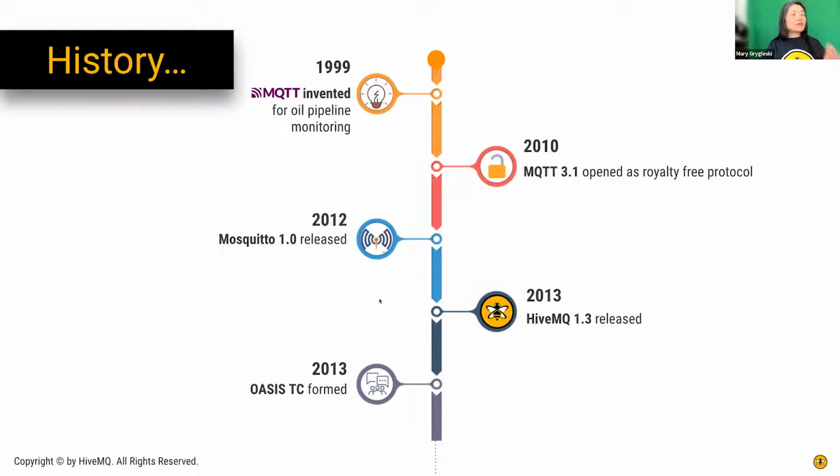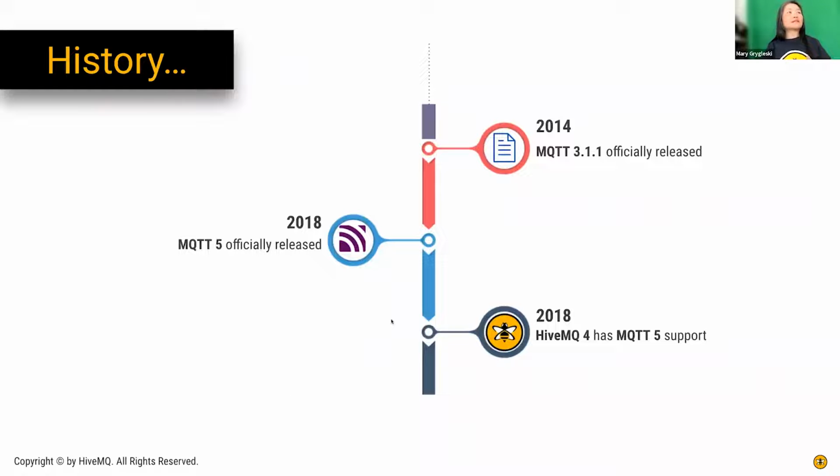And then HiveMQ at that time was also forming and also worked on this protocol. And in 2013, that's when version 1.3 got released for HiveMQ. And then in 2013, not long after HiveMQ 1.3, OASIS, the open standard consortium, formed a technical committee for MQTT to govern this protocol. And in 2014, that's when MQTT 3.1.1 was officially released, and that's the version that's still being widely used today. And then in 2018, MQTT 5 officially got released.